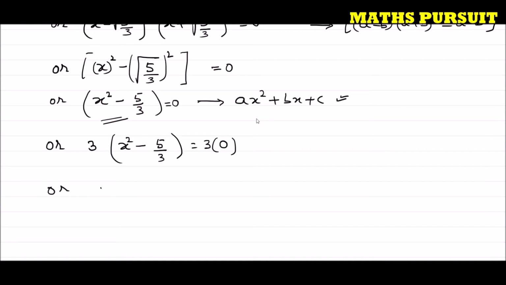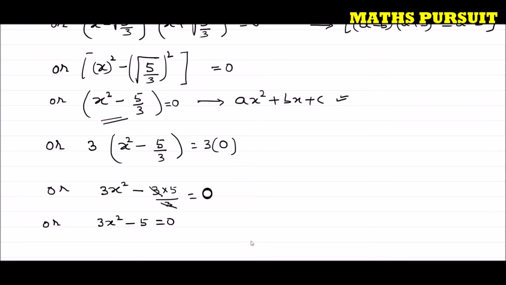Or I can write this as 3x^2 minus 3 into 5 upon 3 is equal to 3 into 0, because 3 into 0 is 0. For that reason we got 0 here. Or I can write 3x^2 minus 5 is equal to 0. Hope guys till here we are very clear. Just this 3 and this 3 cancel out, and we got this polynomial in the form of ax^2 + bx + c.